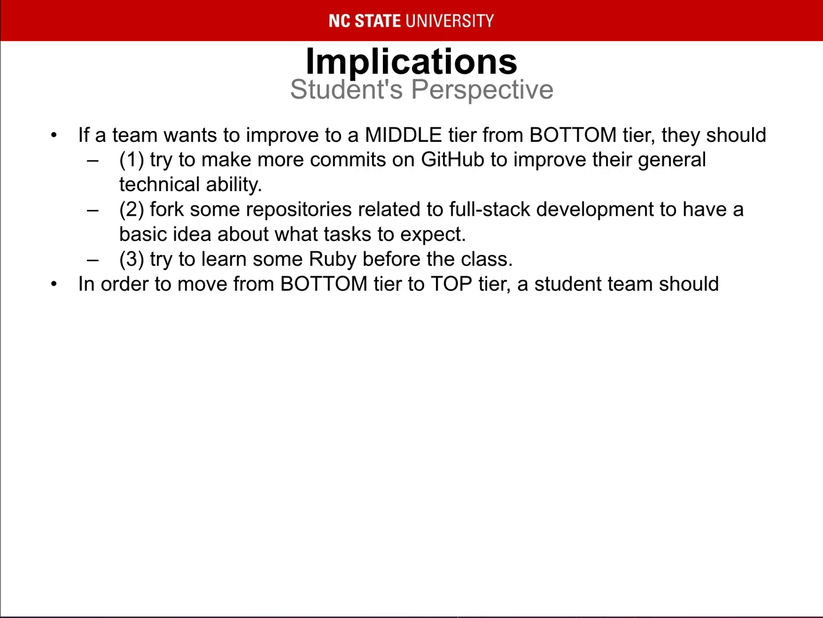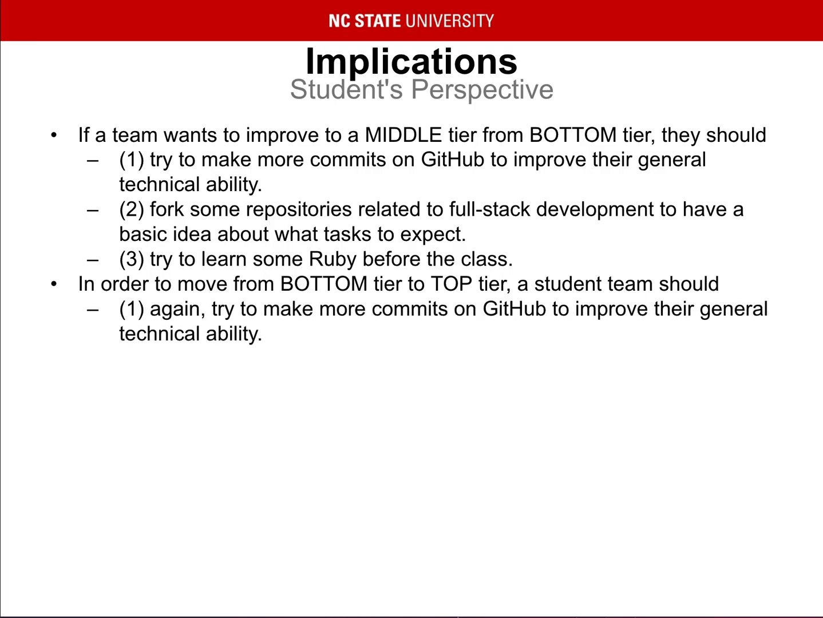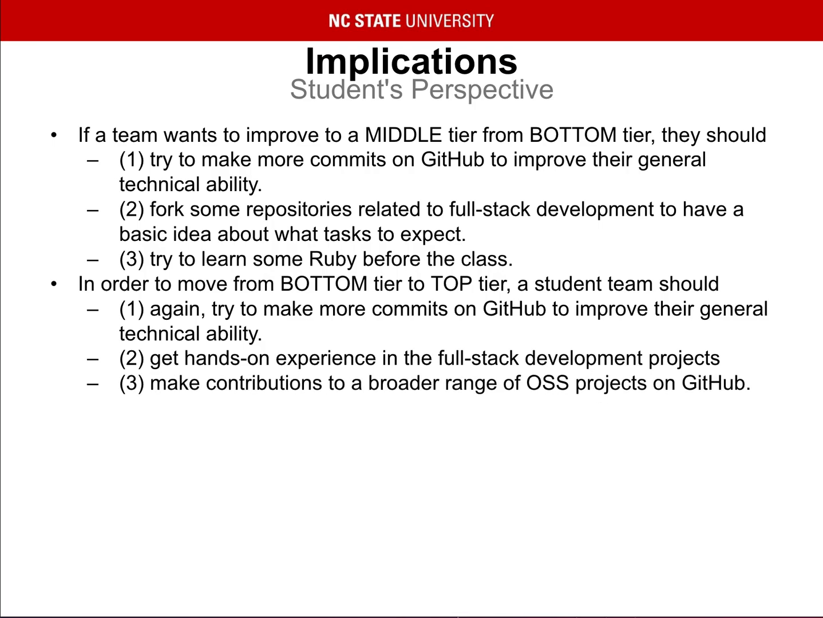In order to move from a bottom tier to the top tier, a student team should first try to make more commits on GitHub to improve their general technical ability. Second, get hands-on experience in full-stack development projects. And third, make contributions to a broader range of open source software projects on GitHub.